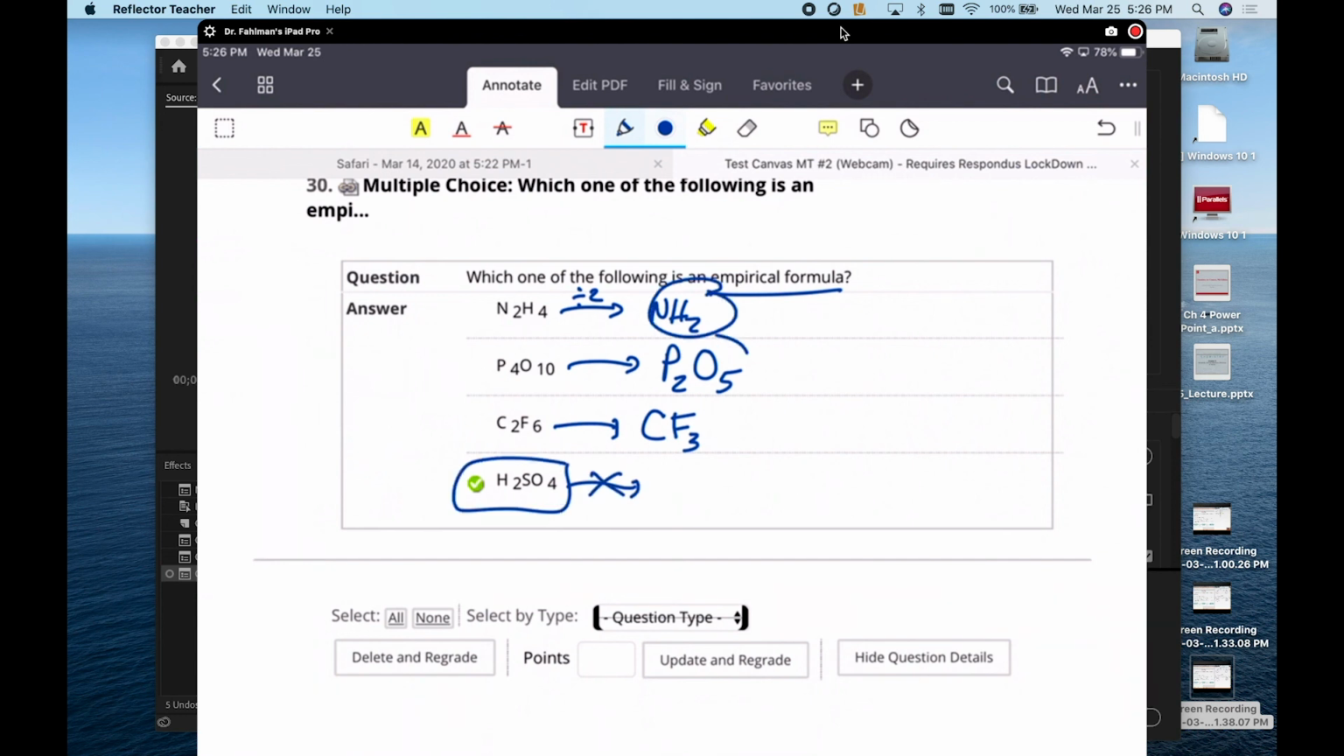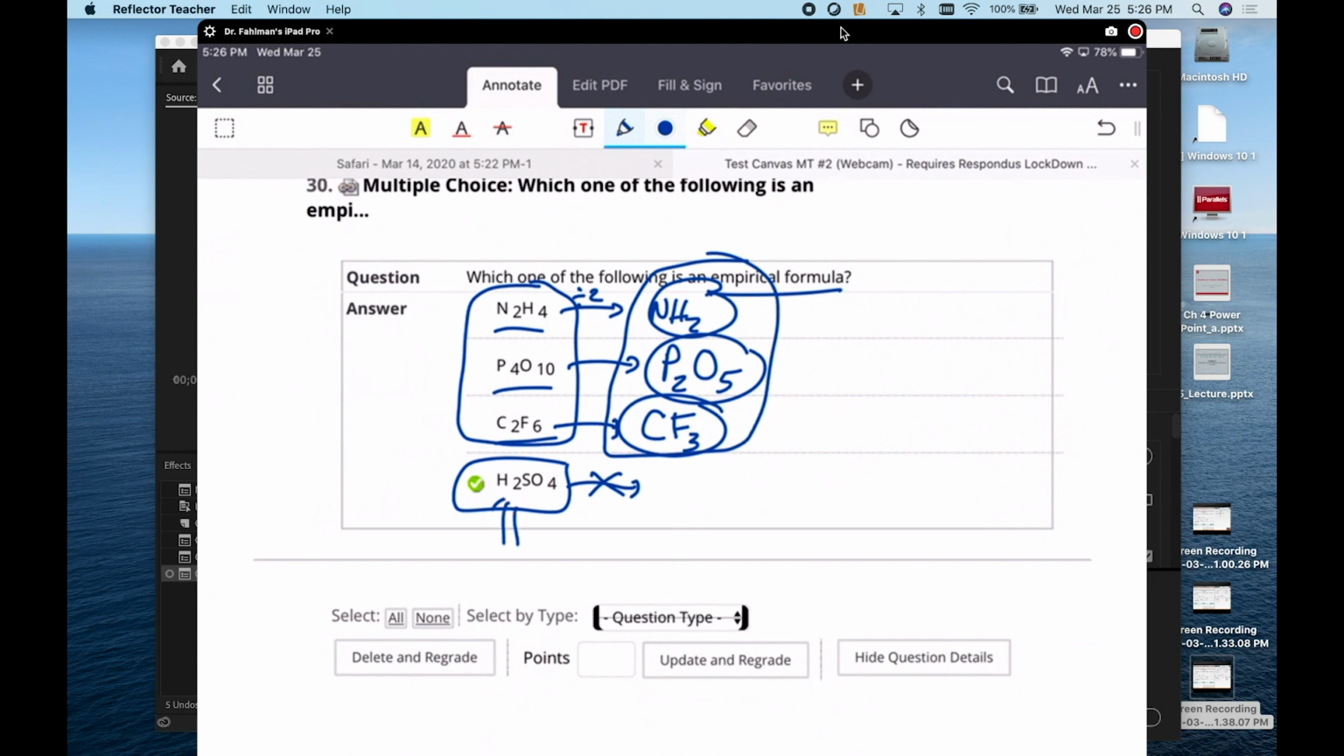Okay, these are empirical formulas for all of these compounds. So these would be the molecular formulas. These are empirical formulas. Okay, and so if you have something that you can't divide everything through by, then it already is an empirical formula.